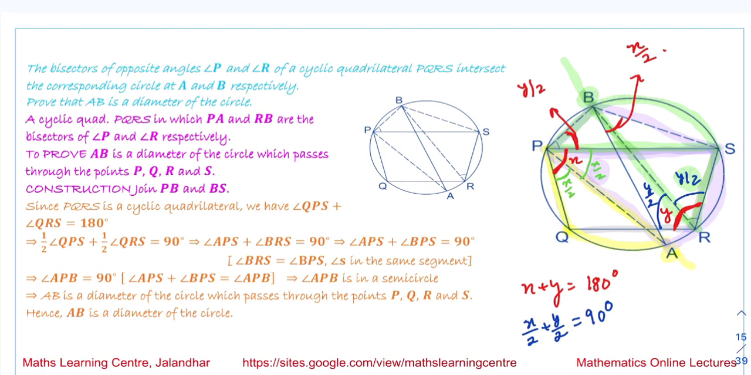So the total angle we have over here, its value is 90 degrees. And if the value of this angle is 90 degrees, this angle BPA is on the arc ASB. So this proves that this angle is 90 degrees. It means this proves that this AB over here is the diameter of the circle, and this is what we have to prove.